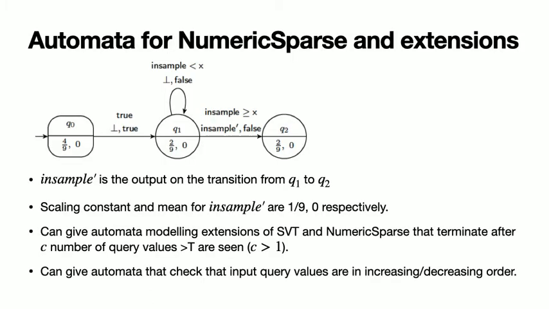Now, the automaton corresponding to numeric sparse is almost identical to the automaton corresponding to the SVT, except that the scaling parameters corresponding to each state are different, and in the transition from Q1 to Q2, the output is in sample prime. Here, in sample prime is the value obtained by freshly sampling from a Laplacian distribution with mean 0 and scaling factor epsilon by 9 and adding it to the current input value.